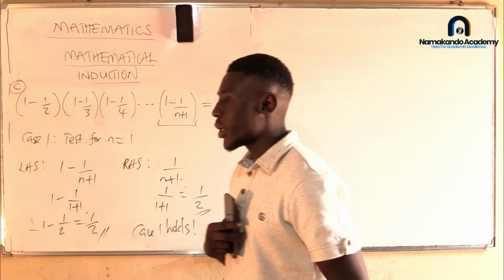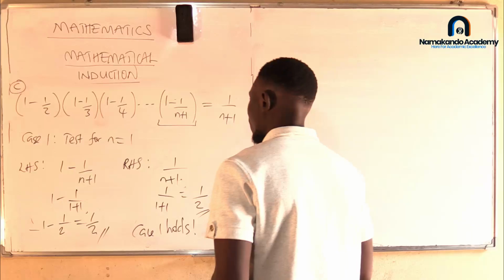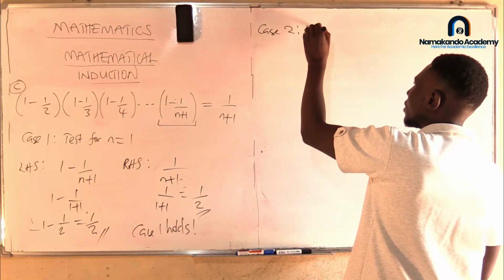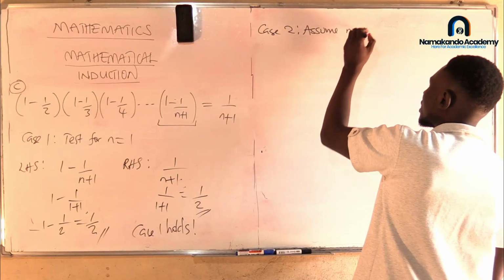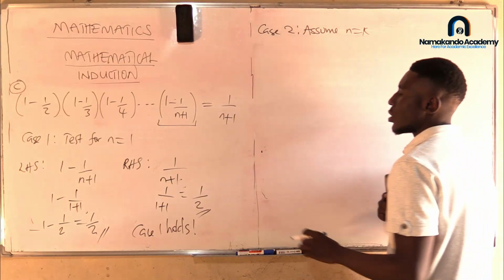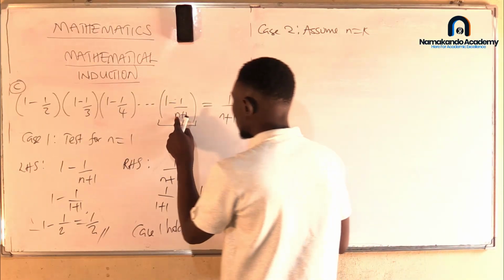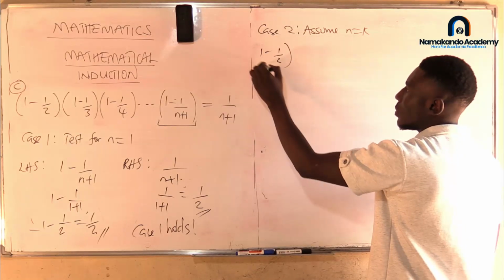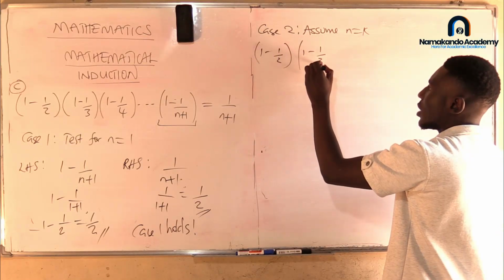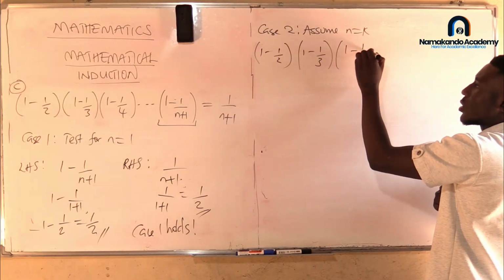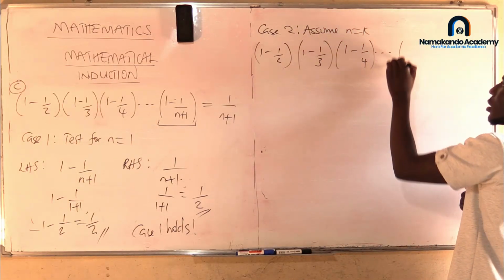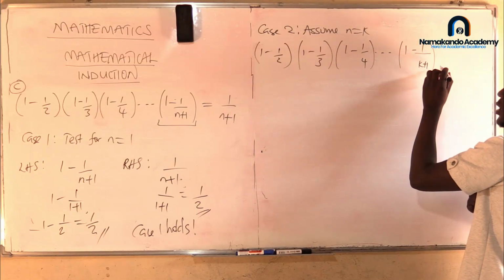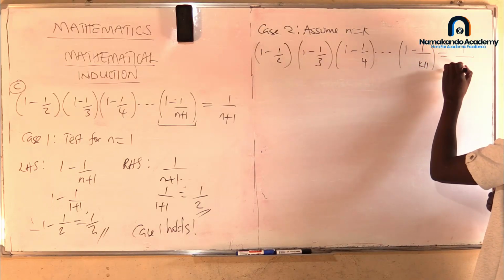Now, since this is true by case 1, it means that it will definitely be correct by case 2. So case 2, this one is an assumption. We are making an assumption that n is equal to k. So what we do is, we'll get this statement. Here where there's n, replace with a k. So we have 1 minus half, 1 minus 1/3, 1 minus 1/4, up to 1 minus 1 over, where there's n replaced with k plus 1. This is equal to 1 over k plus 1.